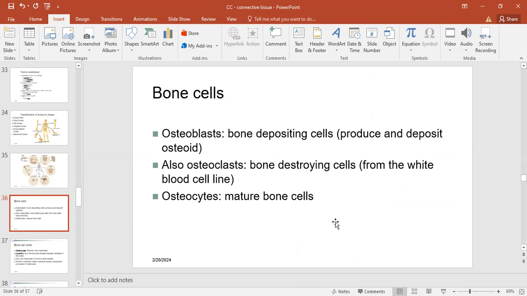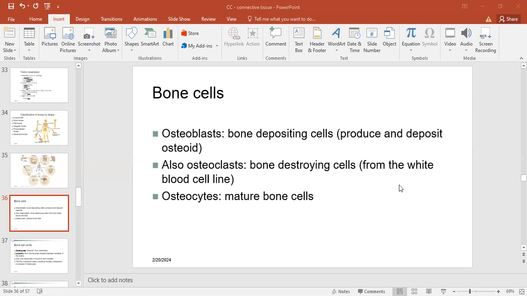Osteoblasts are cells that deposit osteoid. Osteoid is, now I don't know who this person is, there's no name, but the account is showing Infinix. Kindly mute your mic.